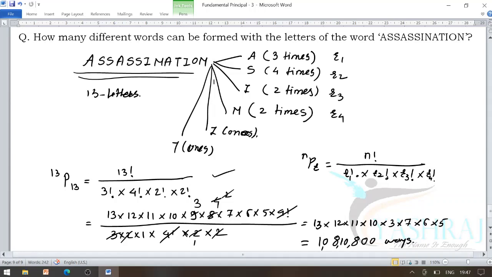You may write here instead the total ways or total number of words that can be formed by using the letters in the word assassination. So here we will stop today.